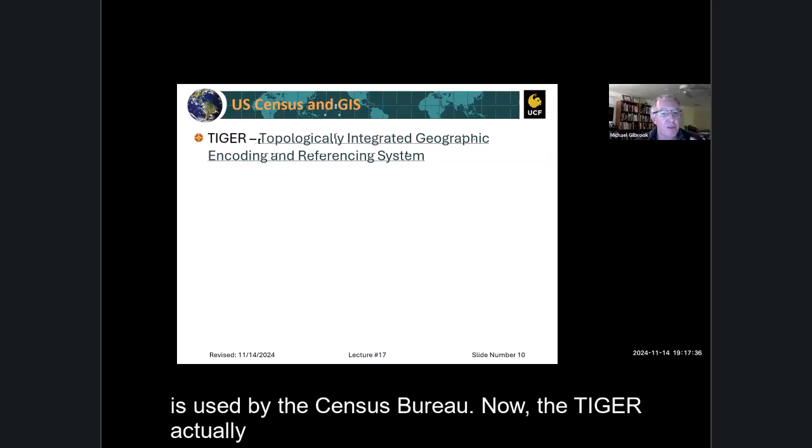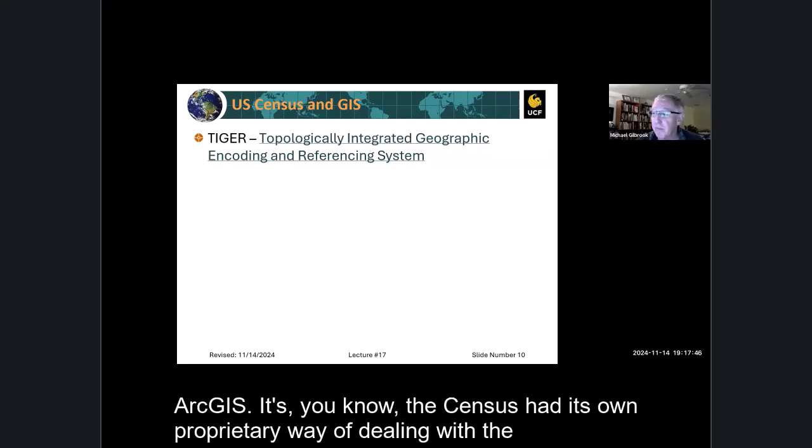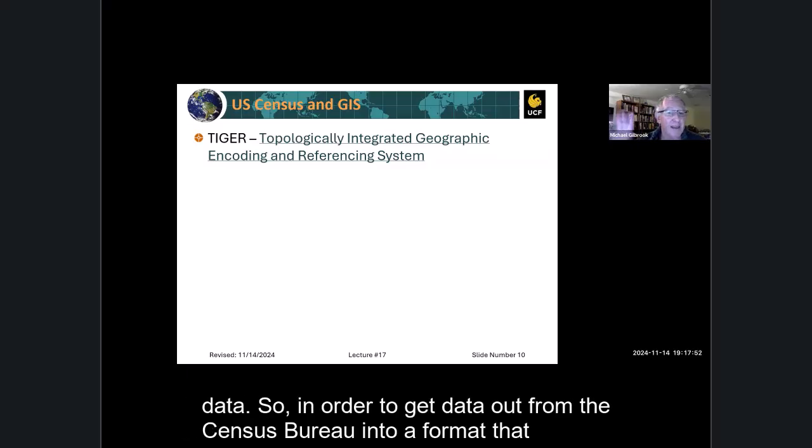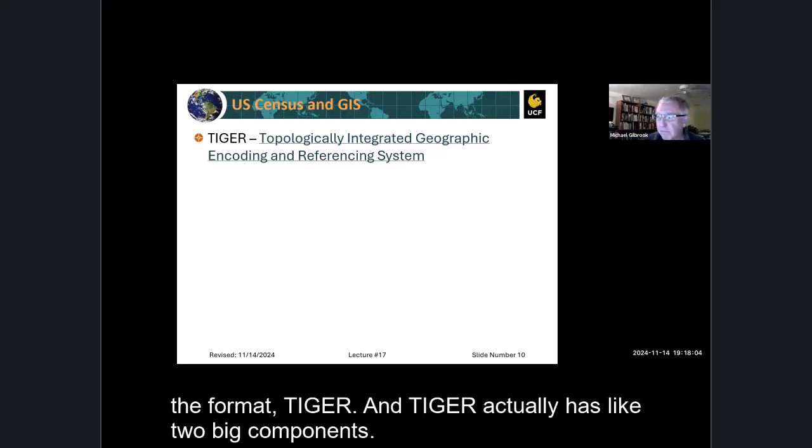Now, the TIGER actually is not natively in the software that we use. It's not in Esri ArcGIS. The census had its own proprietary way of dealing with the data. So in order to get data out from the Census Bureau into a format that we can use in Esri ArcGIS is actually a little difficult. But this is the name of the format, TIGER.